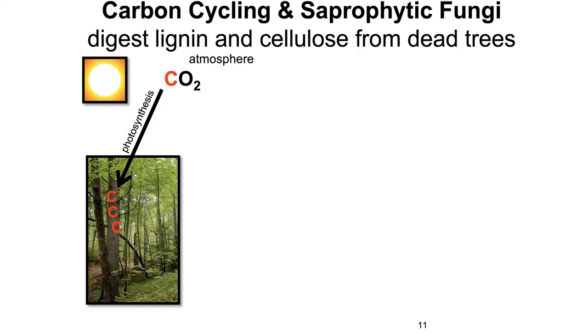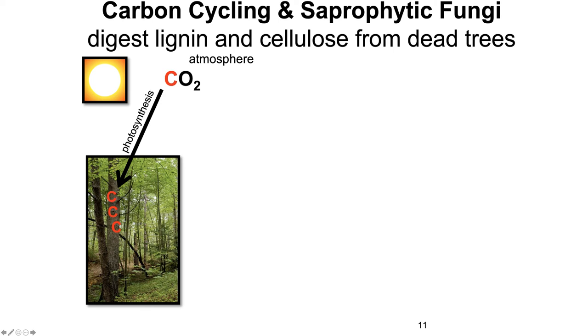Okay, the last major point that I want to talk about is carbon cycling and saprophytic fungi. Remember, saprophytic fungi are those fungi that break down things like lignin and cellulose in dead organisms. And specifically, I want to talk about them breaking down lignin and cellulose from dead trees. So let's ignore the fungi for a minute and just think about trees, okay? Trees are photosynthetic, and part of that photosynthetic process is taking carbon out of the atmosphere and incorporating it into carbon in glucose in the trees that the trees will use.